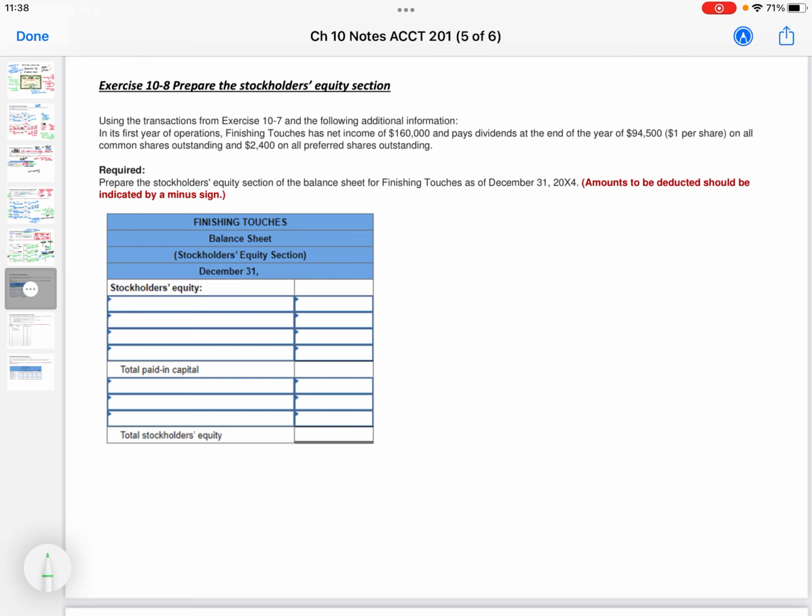So, okay. Now, continuing with this problem, they've asked us to do the stockholders' equity section of the balance sheet. So we're going to take those values, those totals that I just did in my T accounts, and bring them over here, and we'll calculate retained earnings. So this is a big, important step, definitely a hard step.